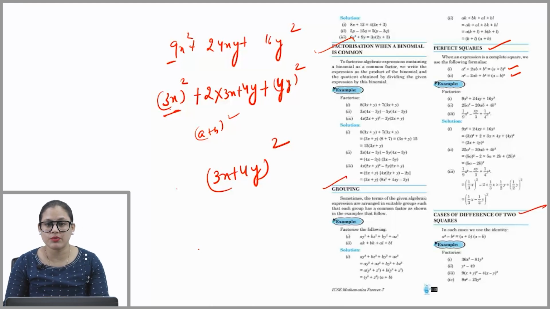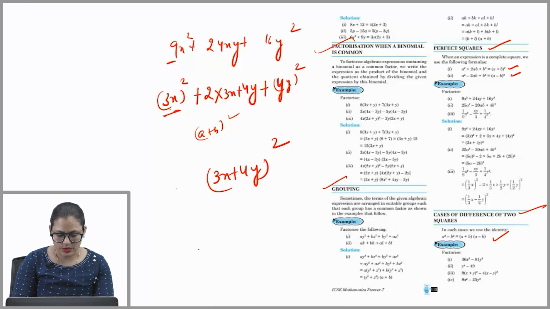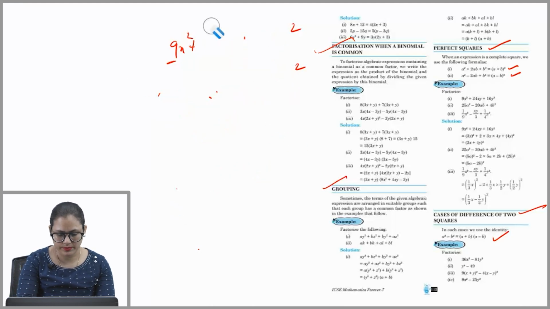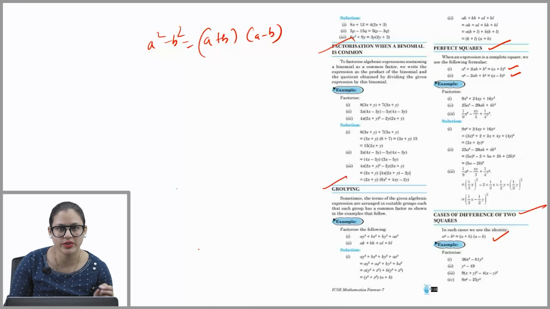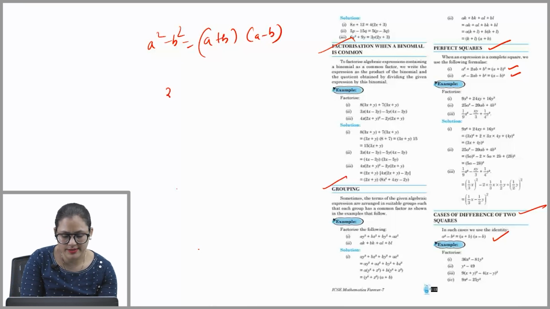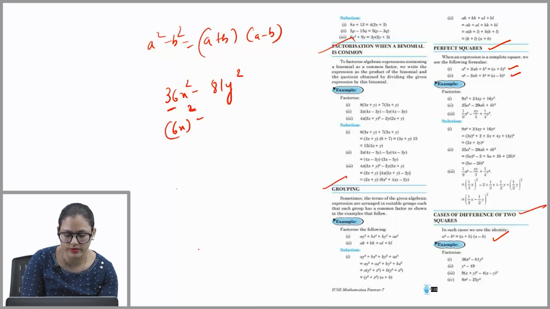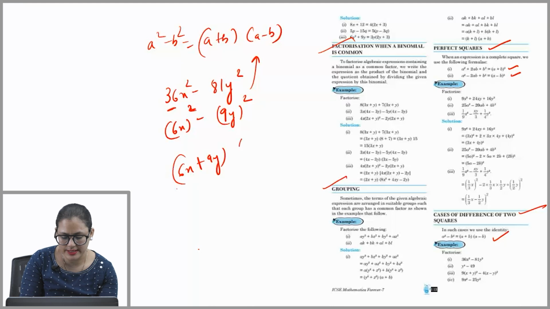Cases of difference of two squares. In such cases we use this identity. A square minus b square is equal to a plus b into a minus b, about which we studied in the previous chapter. For example, 36x square minus 81y square. 36 is the square of 6, so 6x whole square, and 81 is the square of 9, so 9y whole square. Now use the identity: 6x plus 9y into 6x minus 9y.